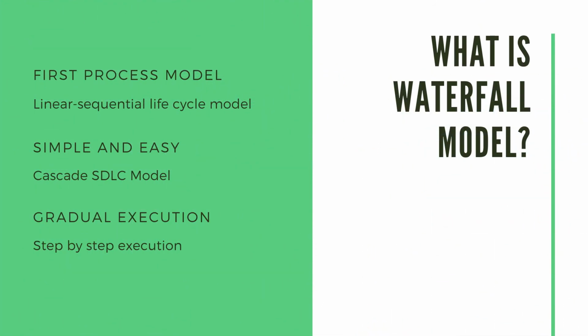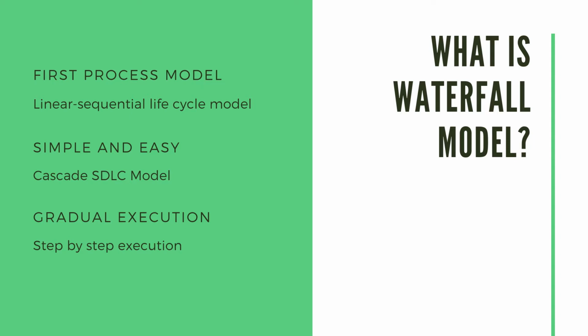The waterfall model was the first process model to be introduced. It is referred to as the linear sequential life cycle model. This model is very simple to understand and very simple to use. Waterfall is a cascade software development life cycle model in which the development process looks like the flow of moving step by step through the phases of analysis, projecting, realization, testing, implementation and support. This SDLC model includes gradual execution of every stage completely.